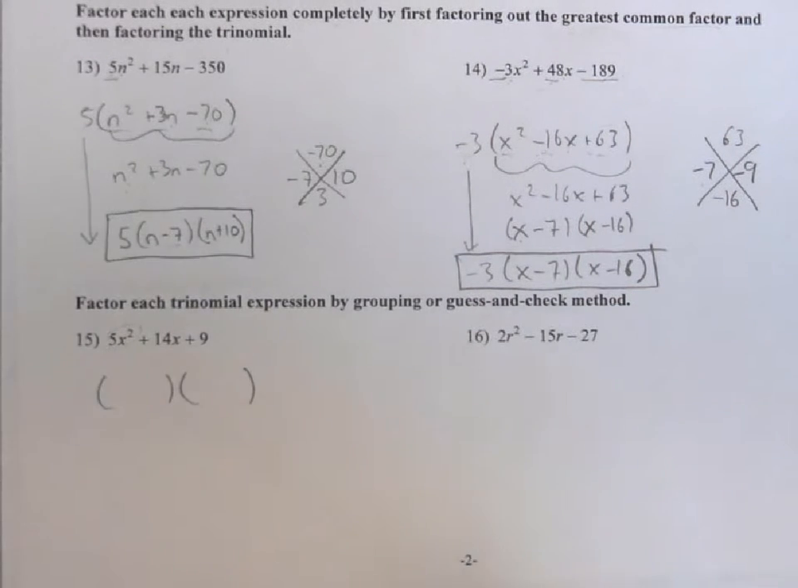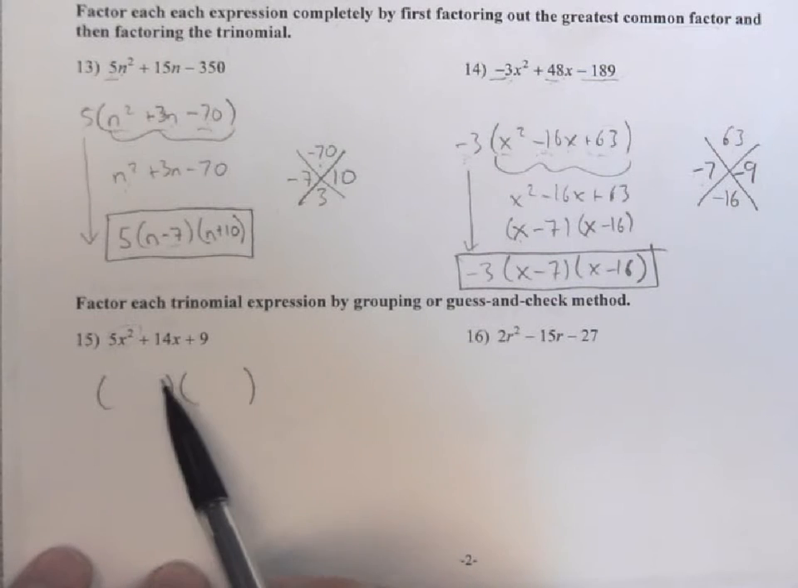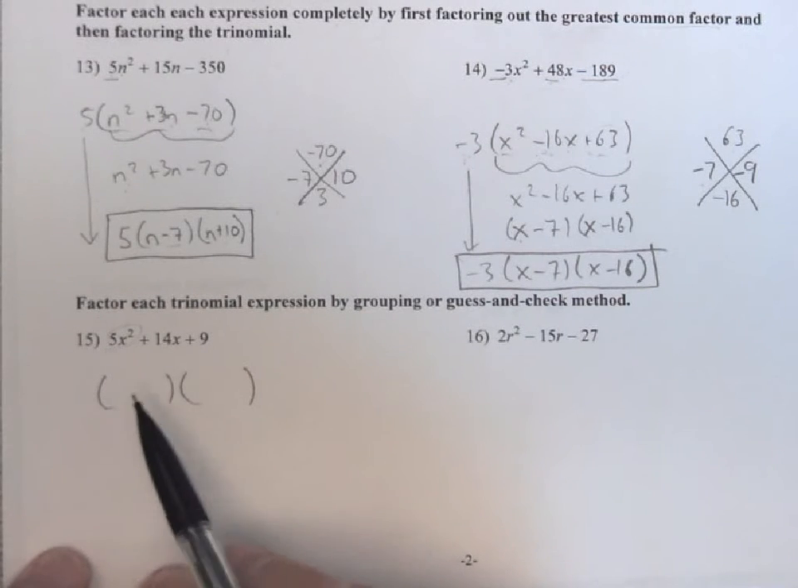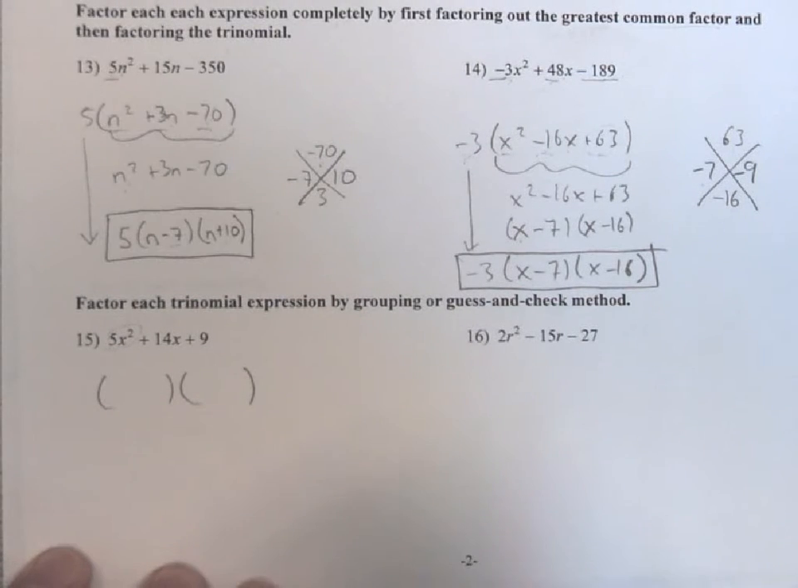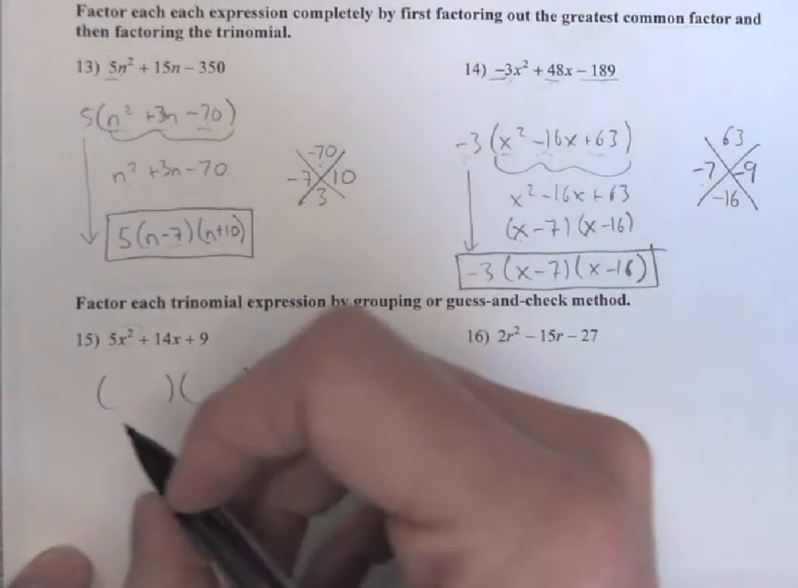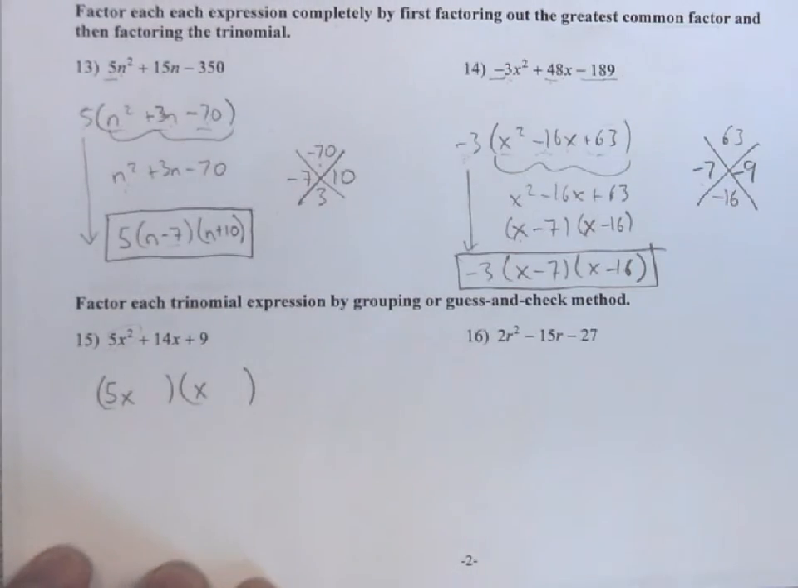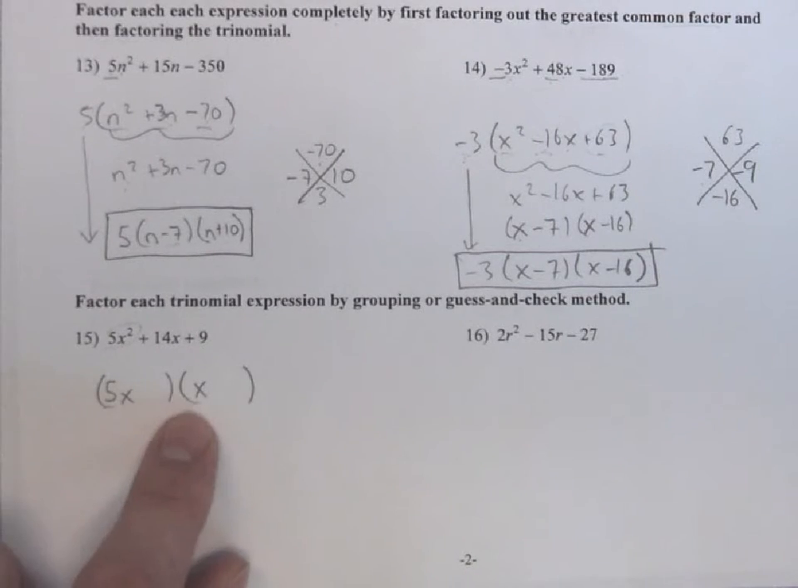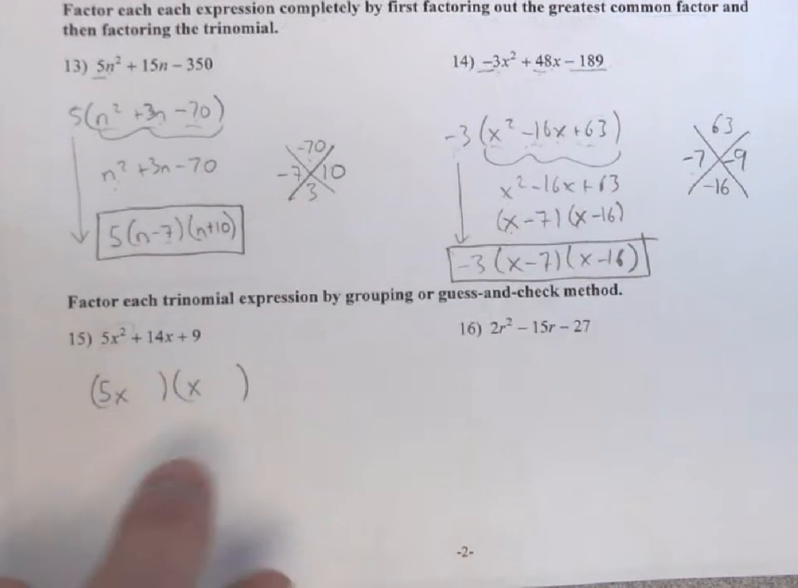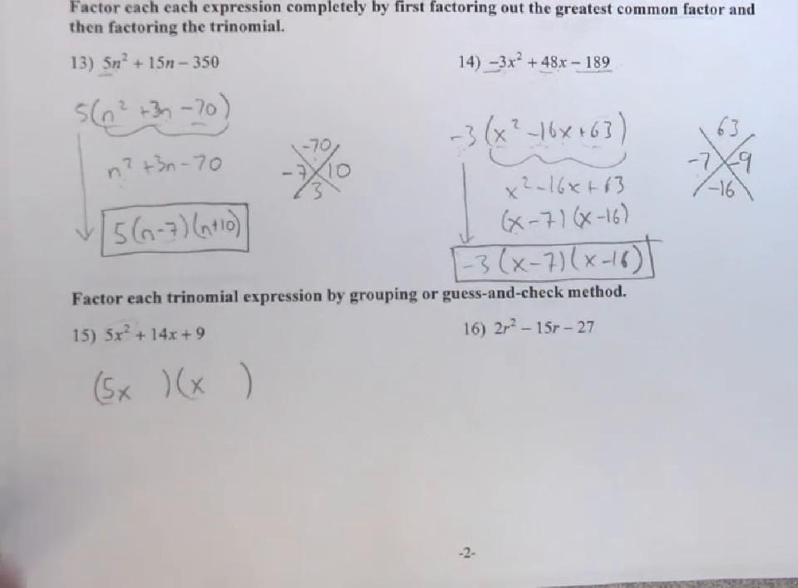I'm going to have two x's just like I did before, x and x, but instead of just a plain x here, I'm going to have something that multiplies to 5x squared. So I'm going to have a 5x and an x here. That's how I'm going to get my 5x squared. So instead of just a regular x and a regular x like we had here, I have to have a 5 there. It's the only way I can really get a 5x squared.